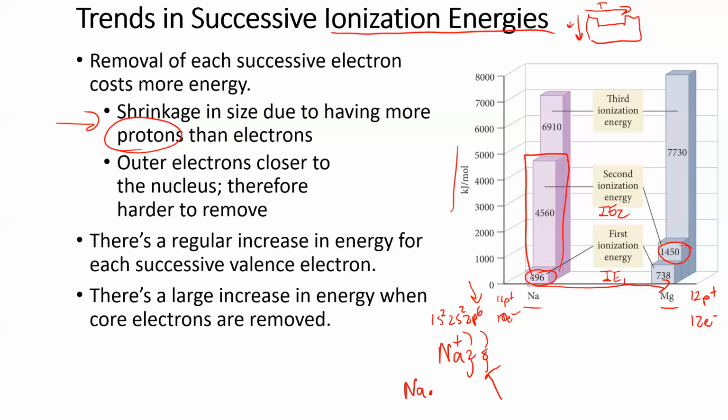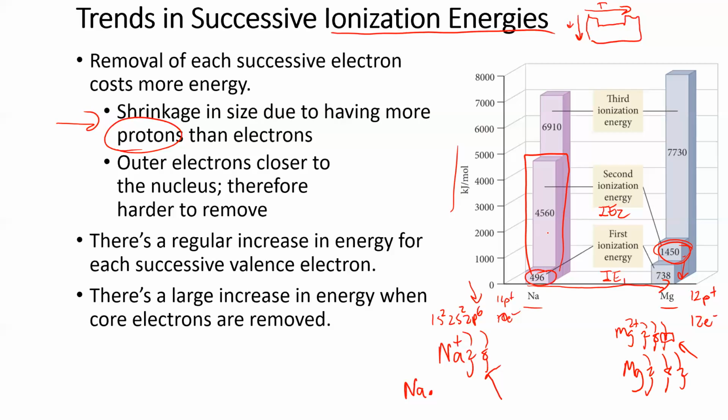Now, when you compare that to magnesium, magnesium's in a different situation. Magnesium has 12 electrons, 2, 8, 2. So when you remove the first one and you have magnesium 2 plus, 2, 8, there's still one electron in that outermost shell. So when you remove one, there's still one left. To remove the second requires more energy than the first, but compared to sodium's second ionization energy, it's actually smaller.